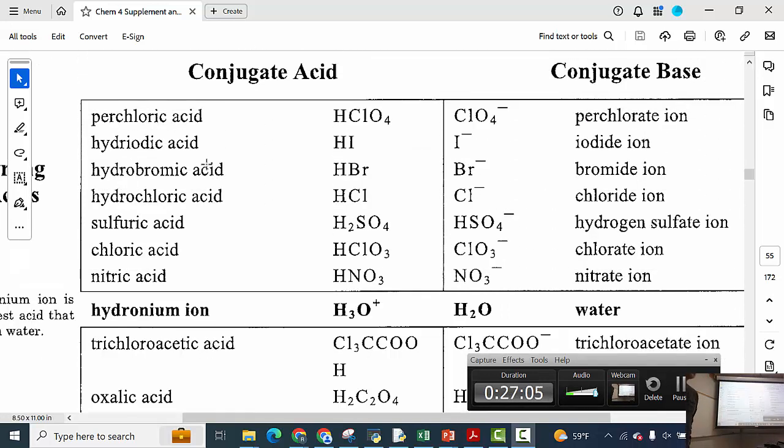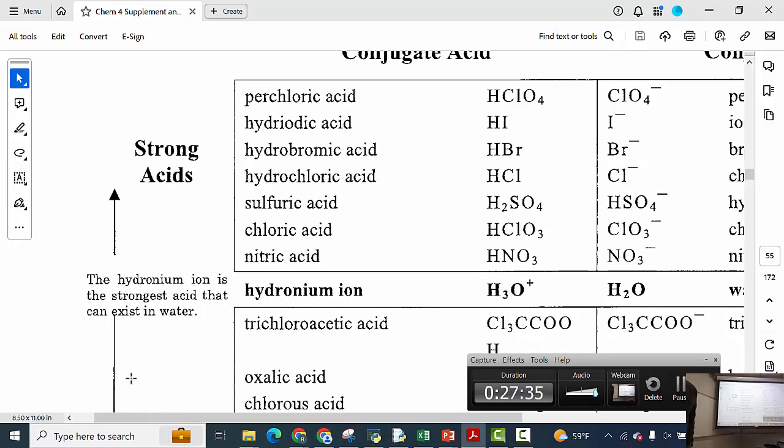Now, the interesting thing here is that since this is downhill, 100% of the molecules can make it downhill, right? And so what this means is that these acids are too strong to exist in water, because they're all going to go downhill to form hydronium. And so what we say is that hydronium ion is the strongest acid that can exist in water.